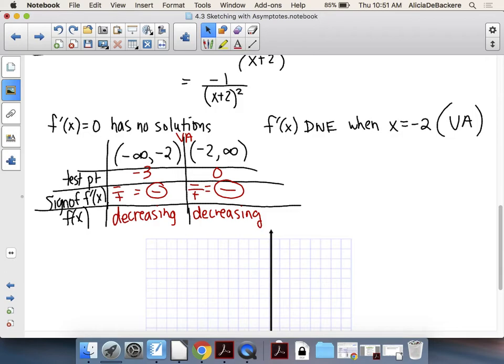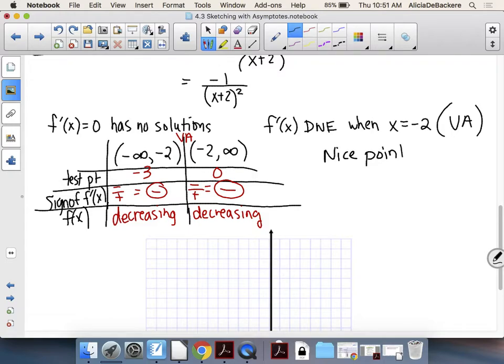Oh, one more thing that we need are some nice points. One of the nice points that you need to include is that hole. So our hole was at x equals 2, so make sure that you figure out where to place that hole. So we'll plug 2 into our simplified function, (x plus 3) over (x plus 2), and that gives me 5/4. And then we'll find a couple more points.